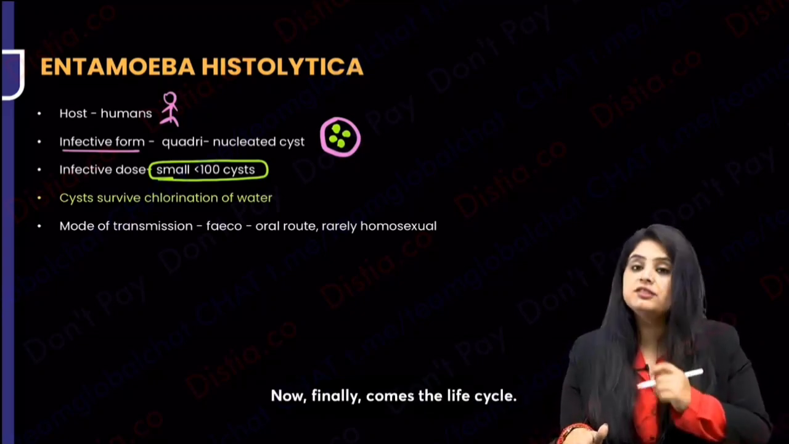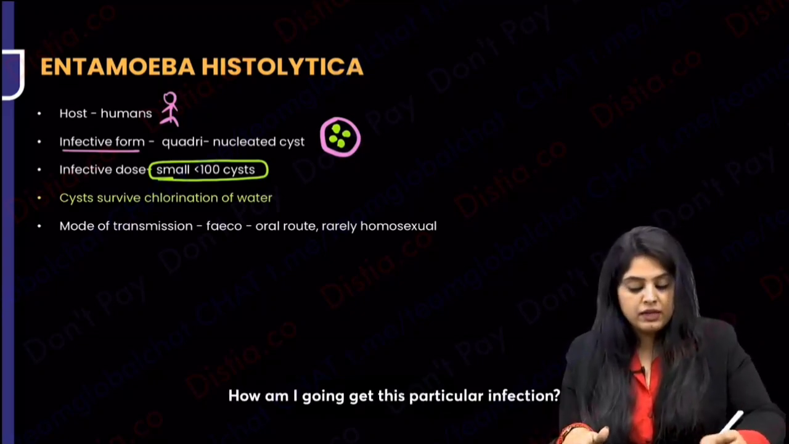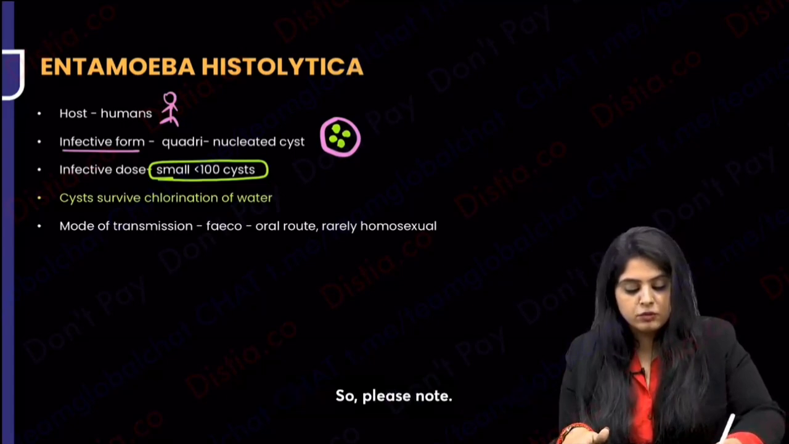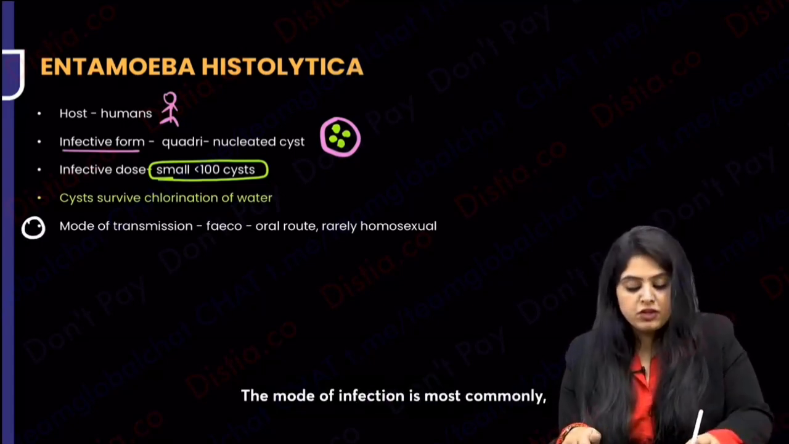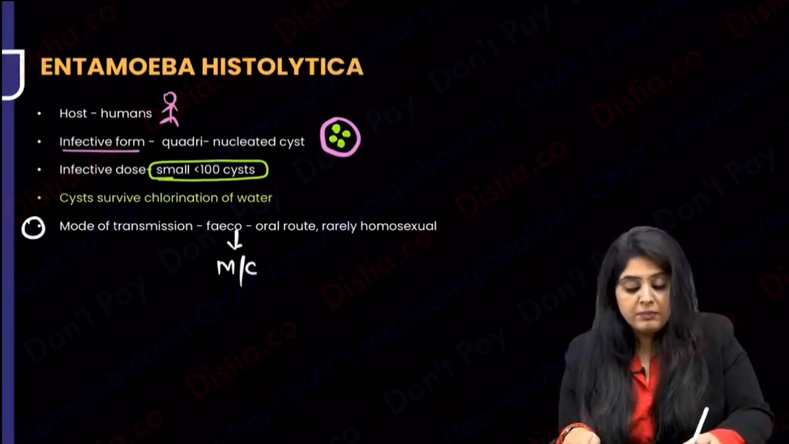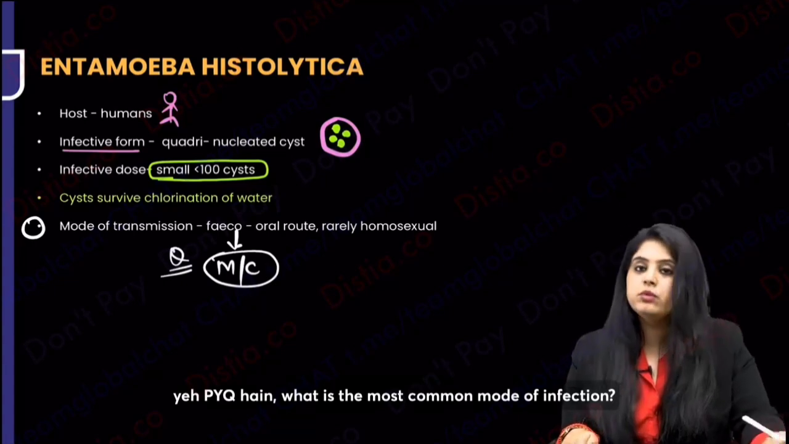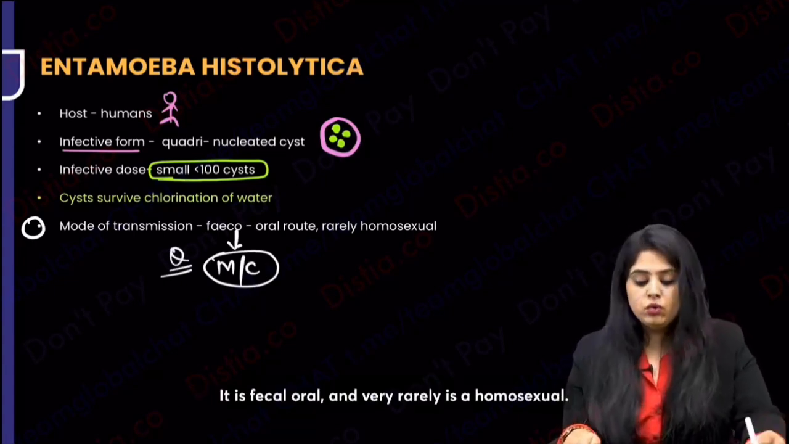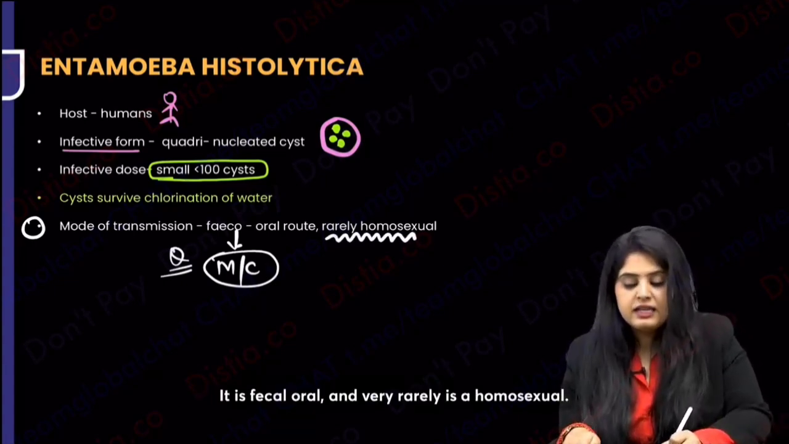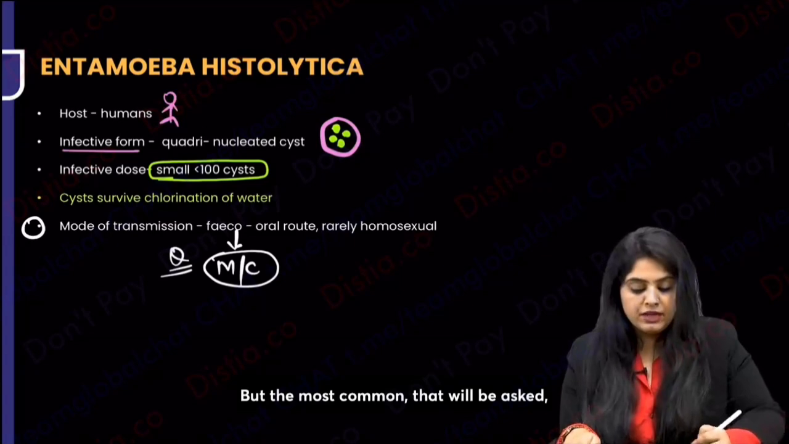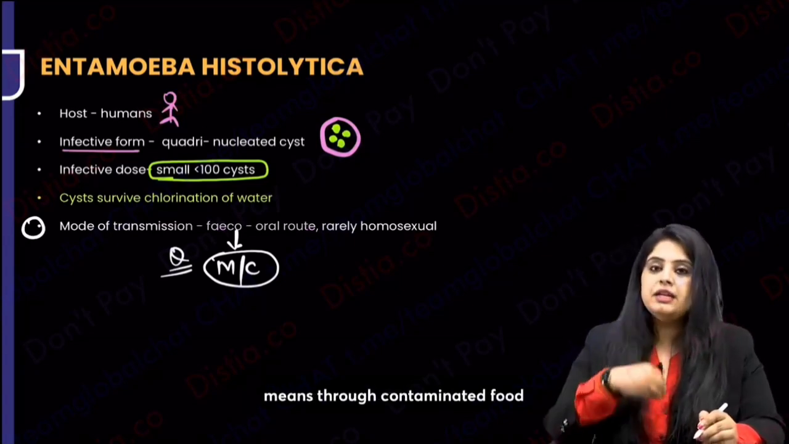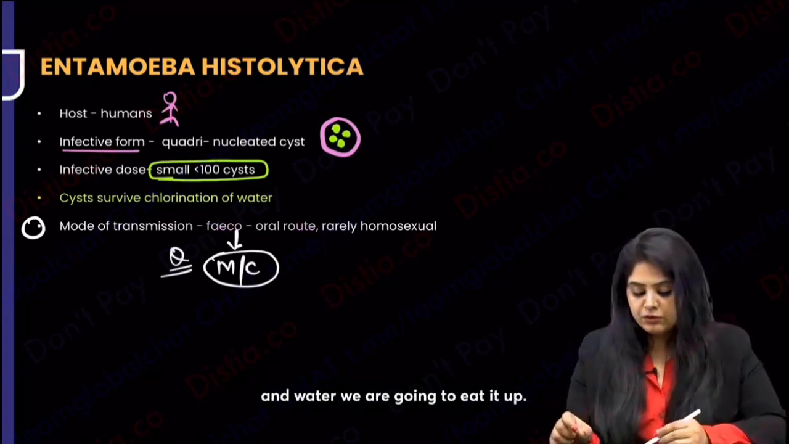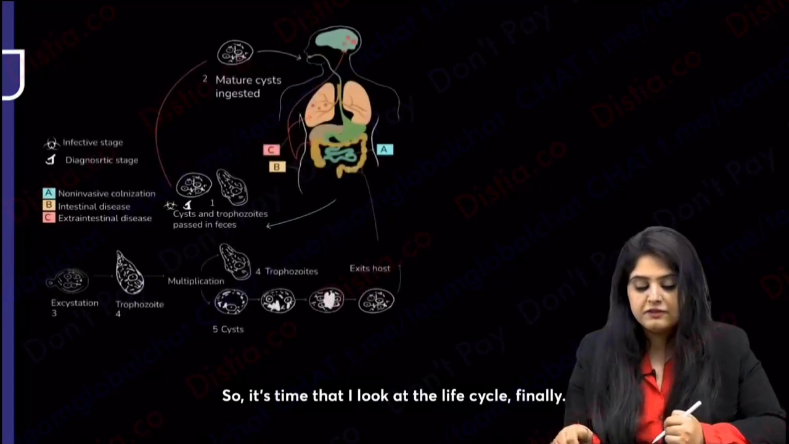Now finally comes the life cycle. How am I going to get this particular infection? Please note, the mode of infection, this is a PYQ, what is the most common mode of infection? It is feco-oral, and very rarely is it homosexual, but the most common, which will be asked, is through contaminated food and water we are going to eat it up. So it's time that I look at the life cycle finally.